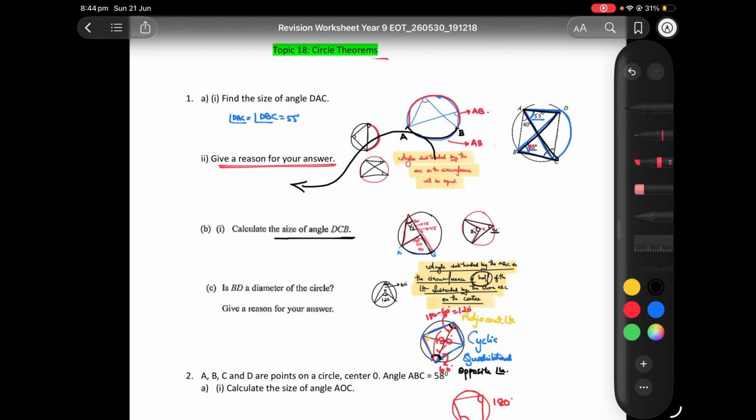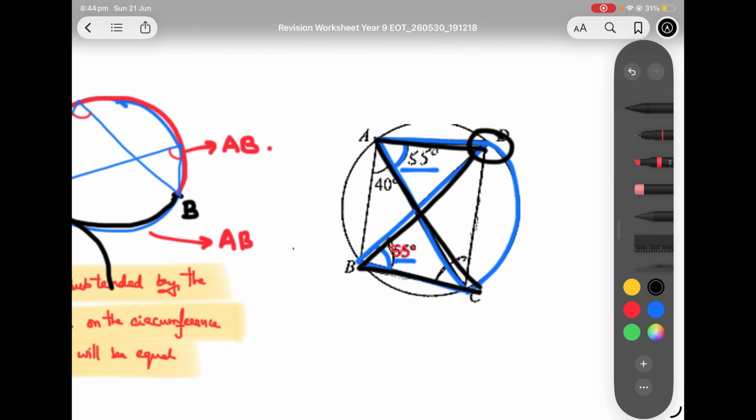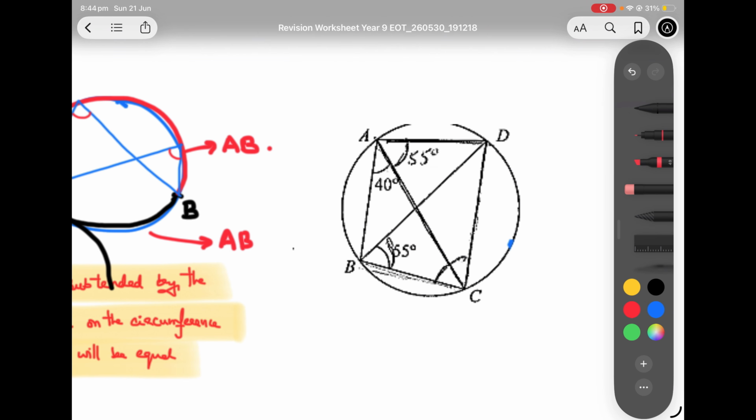We have angle DCB here. This means the major angle is what I am supposed to find. To find this particular angle, I see that I cannot use a triangle, because I have to find this and I don't have this. So I cannot use the idea of a triangle here. Then I will go with the idea of a quadrilateral. I have a quadrilateral here.